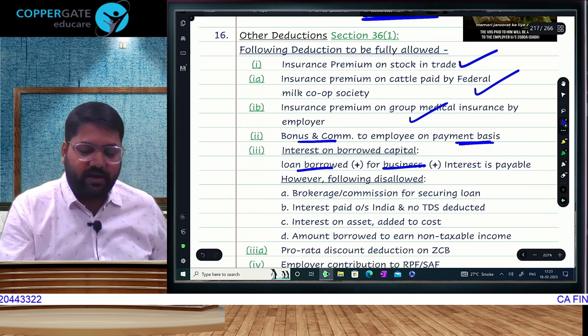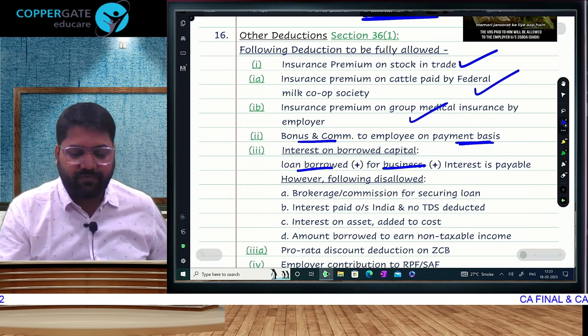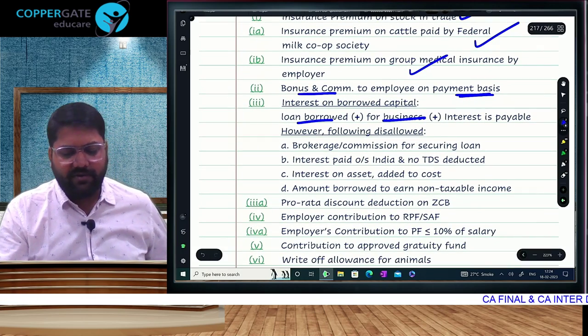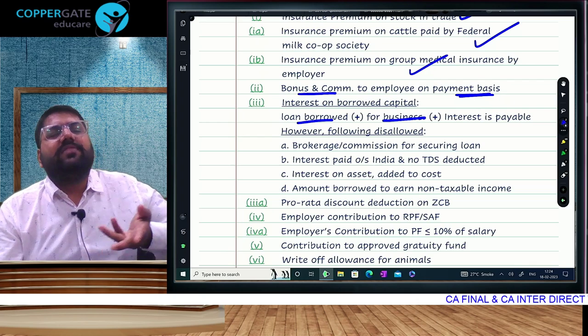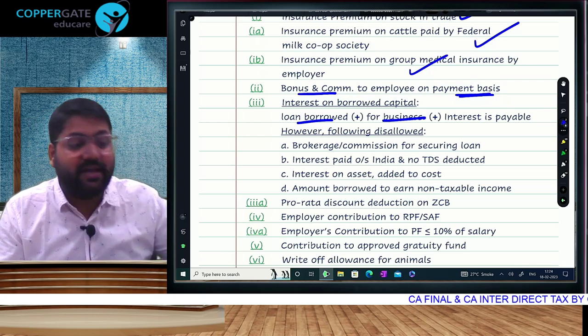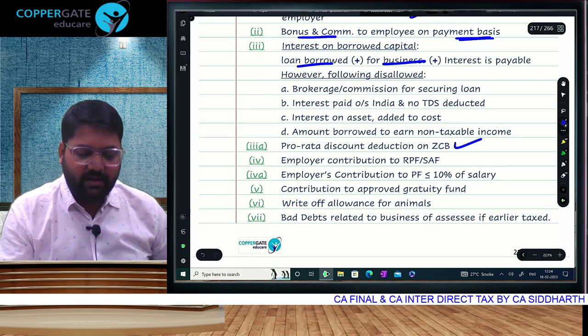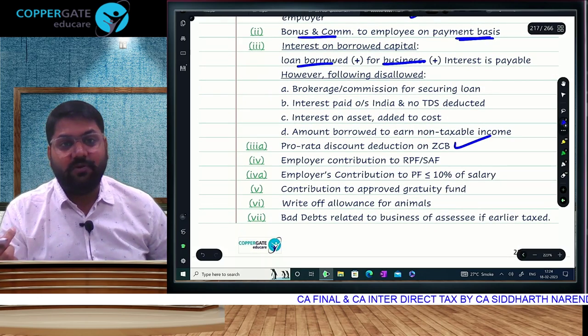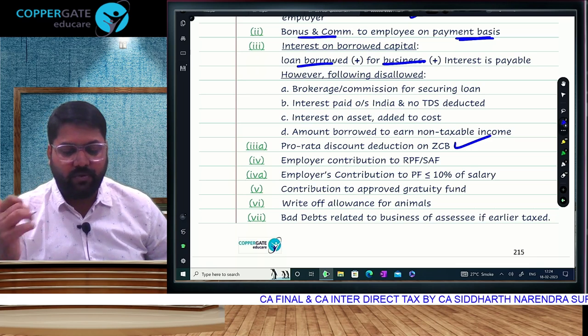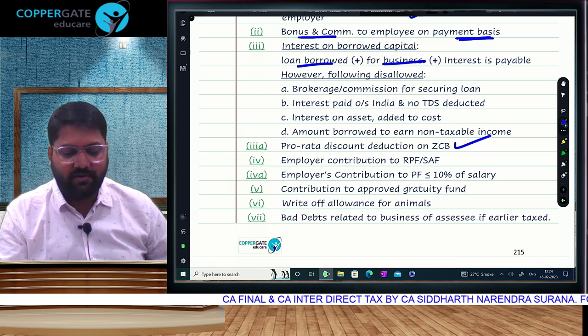Interest on loan borrowed and used for business is going to be allowed as a deduction, subject to conditions, obviously, that TDS you have to deduct. If it is for acquiring an asset, before using you have to capitalize, all that you have to take. Any discount that you are giving as a company, you are issuing a zero coupon bond, so that difference which you are bearing will be allowed as a deduction on a pro rata basis.